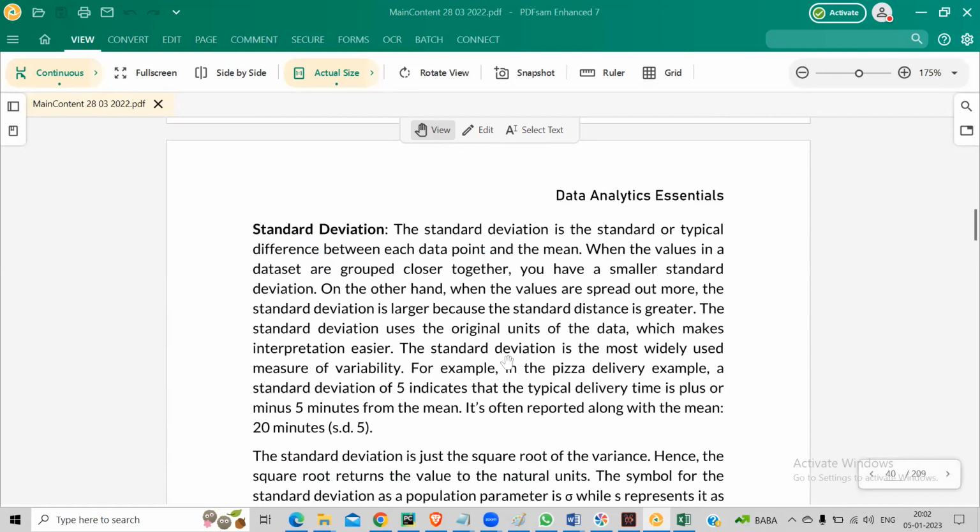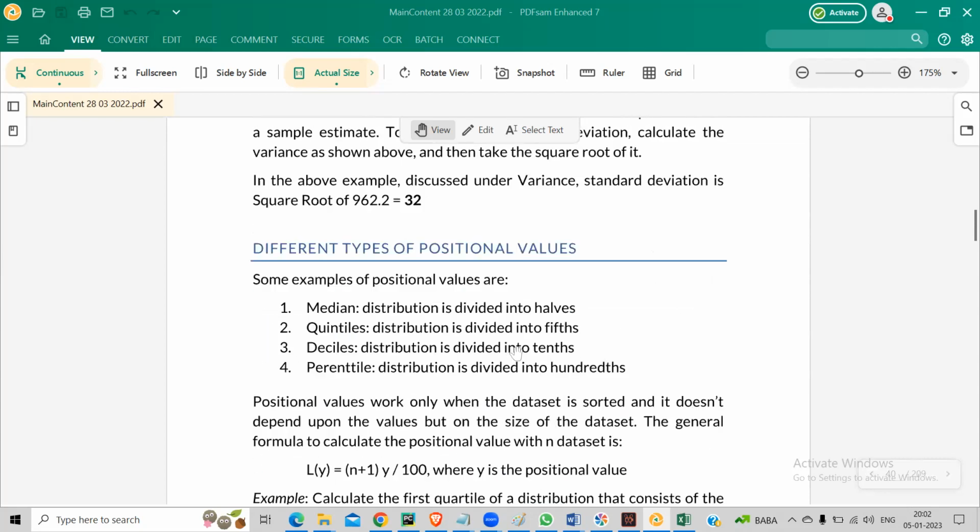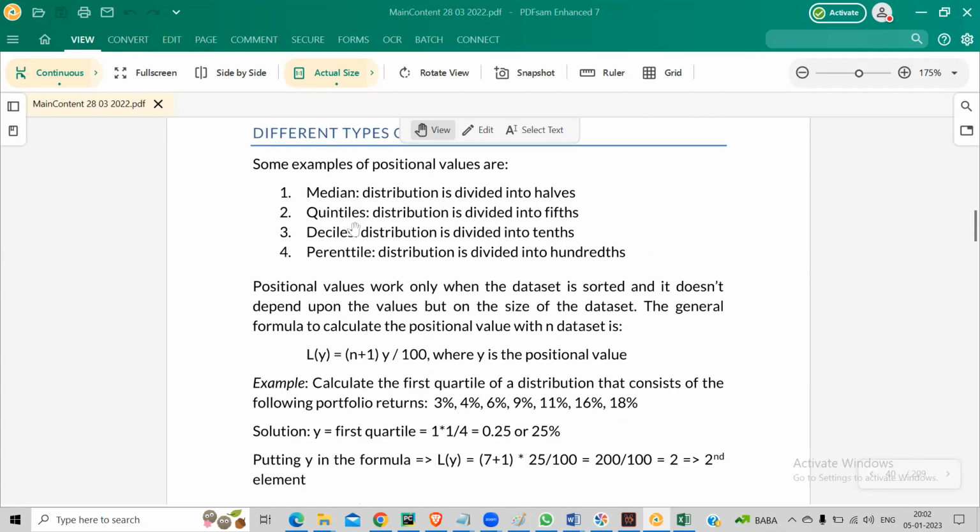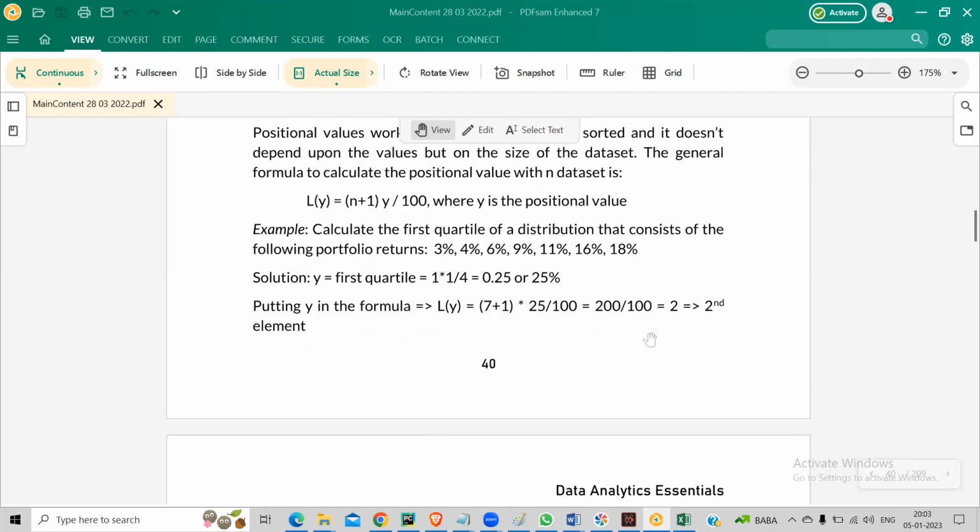So today we have seen range, IQR, variance, and standard deviation. And we have already discussed median. Quintile is dividing into 5. Decile is dividing into 10. Percentile is dividing into 100. Median is dividing into half. Quartile is dividing into 4. Quintile is dividing into 5, so you have 20%, 20%, 20%, 20%, 20%. Decile is dividing into 10, so 10%, 10%, 10%. In practice we use median, quartile, and percentile. Quintiles and deciles generally we don't use, but you know that they exist, right?